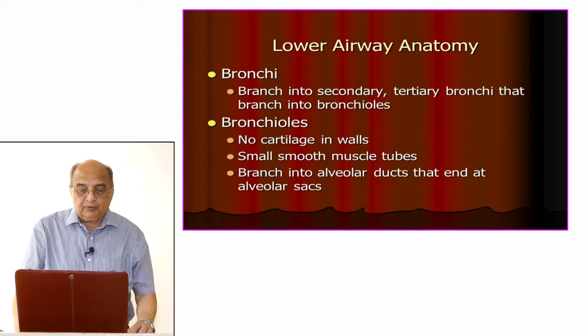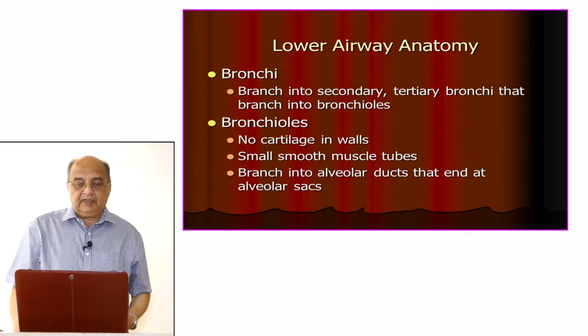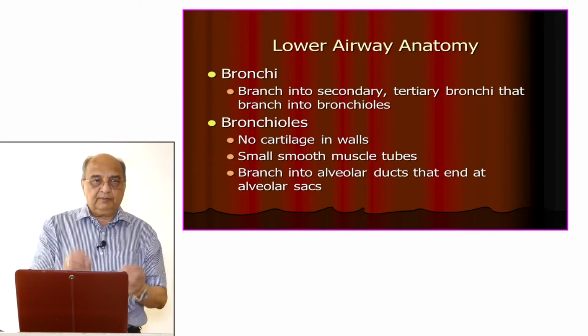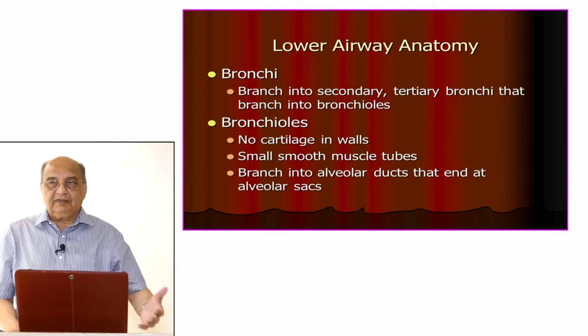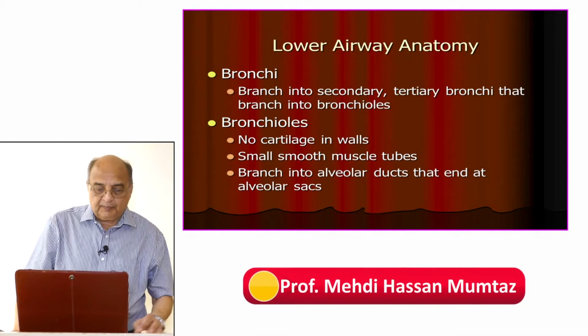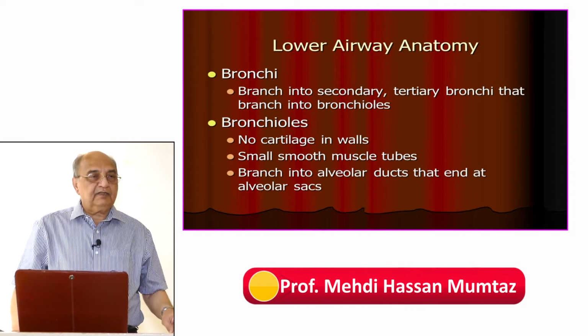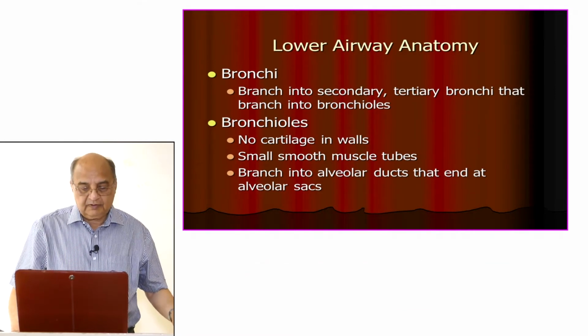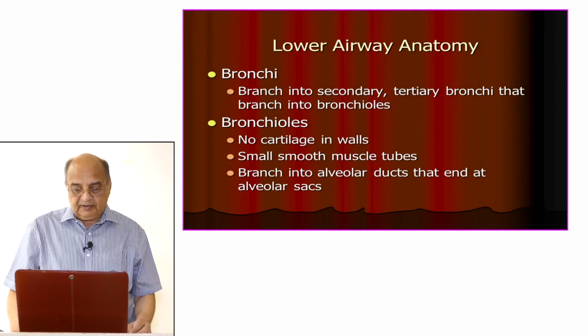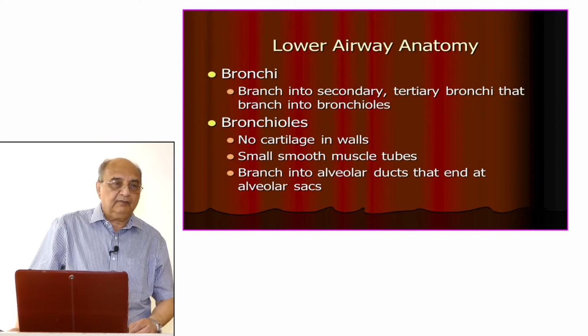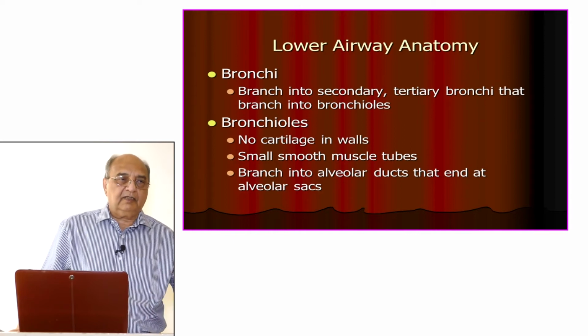Bronchi branch into secondary and tertiary bronchi, which branch into bronchioles. They go on dividing, getting smaller and smaller till they become the alveoli. In the bronchioles, there is no cartilage in the walls. Small smooth muscle tubes branch into alveolar ducts, which end at the alveolar sac. In the alveolar sac there are alveoli.